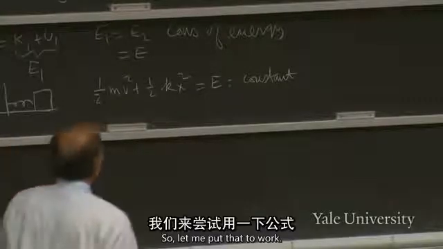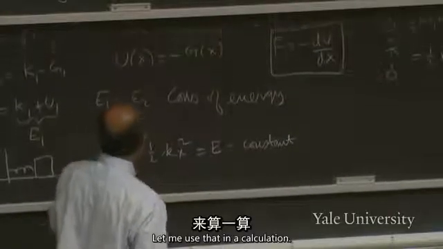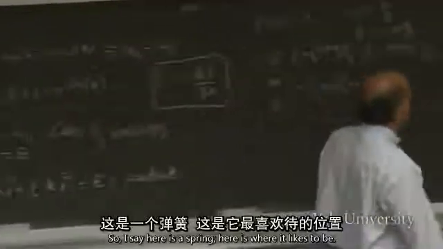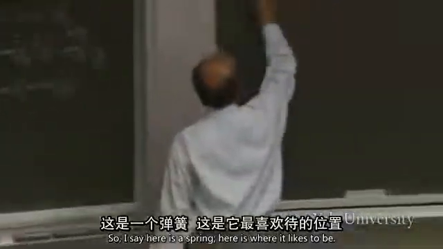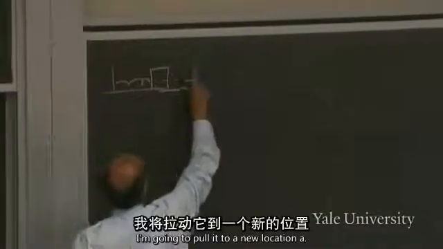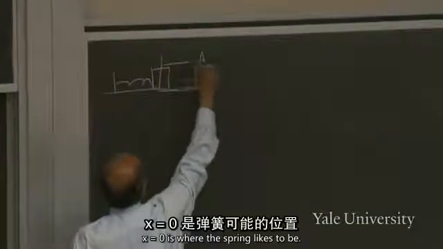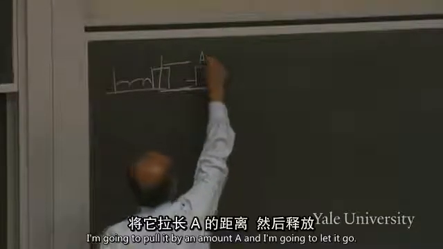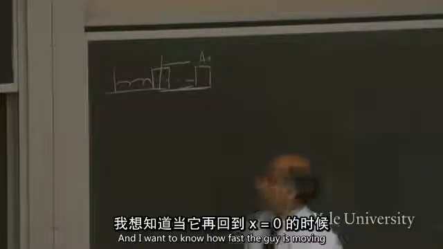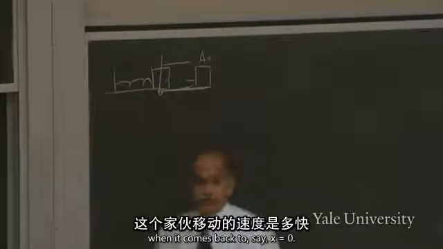So let me put that to work. Let me use that in a calculation. So I say, here's the spring. Here is where it likes to be. I'm going to pull it to a new location, A. X equal to 0 is where the spring likes to be. I'm going to pull it by an amount A, and I'm going to let it go. And I want to know how fast the guy is moving when it comes back to, say, x equal to 0.